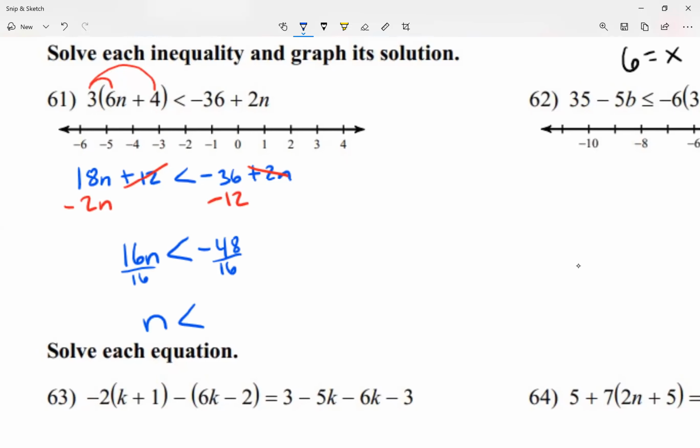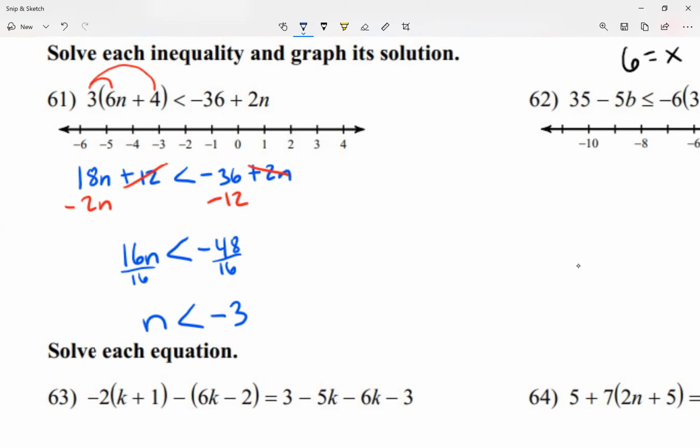Now on the right side, I see negative 48 divided by 16. I know negative divided by positive is negative. 48 divided by 16 is 3. If I ask you just to solve it, then you're going to type in n is less than negative 3, just the way we have it. Notice my n is lowercase, so don't do uppercase. If I ask you to graph it, well, you have to solve it first and then graph.